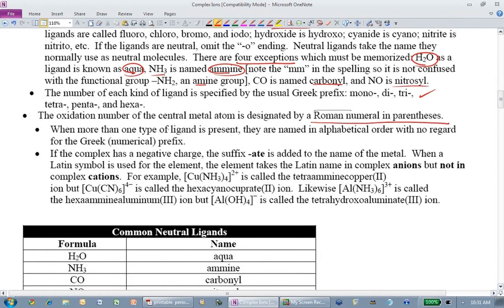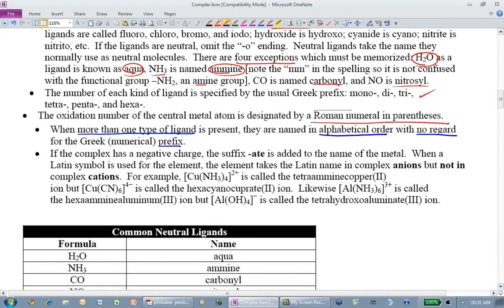When more than one type of ligand is present, okay, this one's a little bit tricky, they're named in alphabetical order with no regard to their prefix. So in other words, amine comes before aqua because M comes before Q. They both start with A, get it? M comes before Q in the alphabet. So alphabetical order by name, not by symbol.